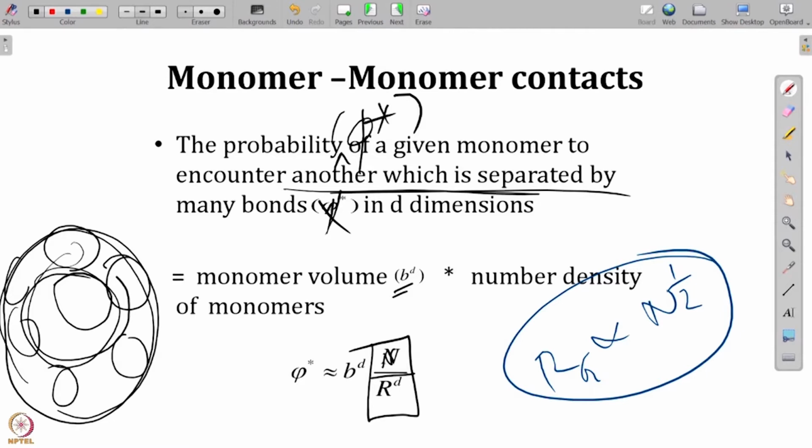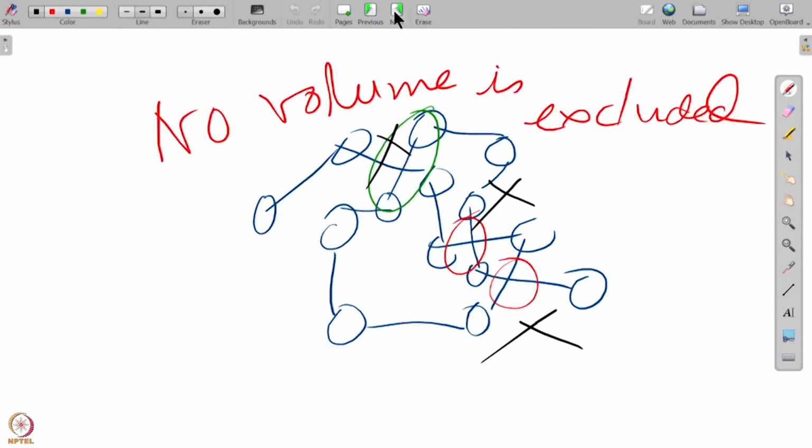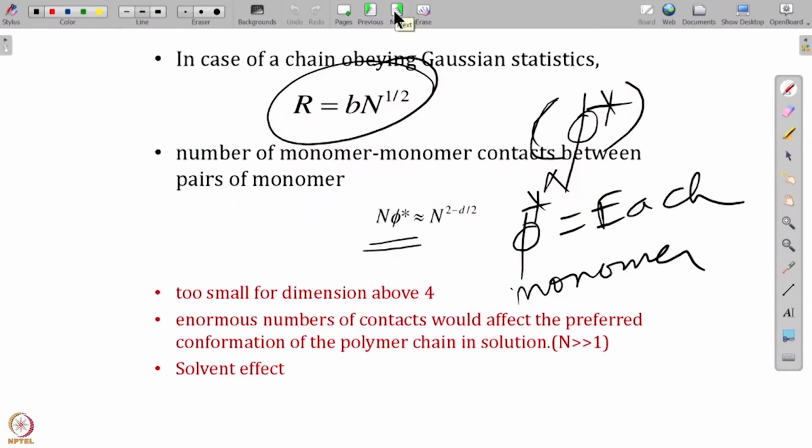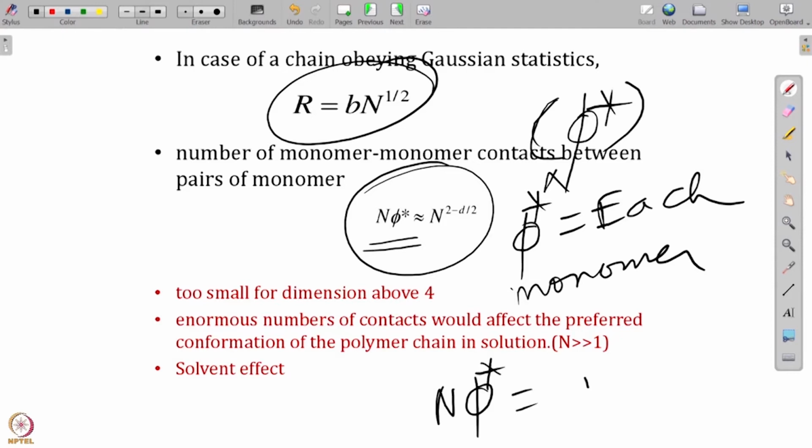Once we have phi star, we can show, since R equals n to the power half, I can combine it, and it becomes n to the power 1 by D by 2, and n phi star, the total number of contacts in my entire polymer chain, is n to the power 2 minus D by 2. Now this is very interesting. For 3 dimensions, I have n to the power 2 minus 3 by 2, which is root over n. So the number of contacts is enormous.